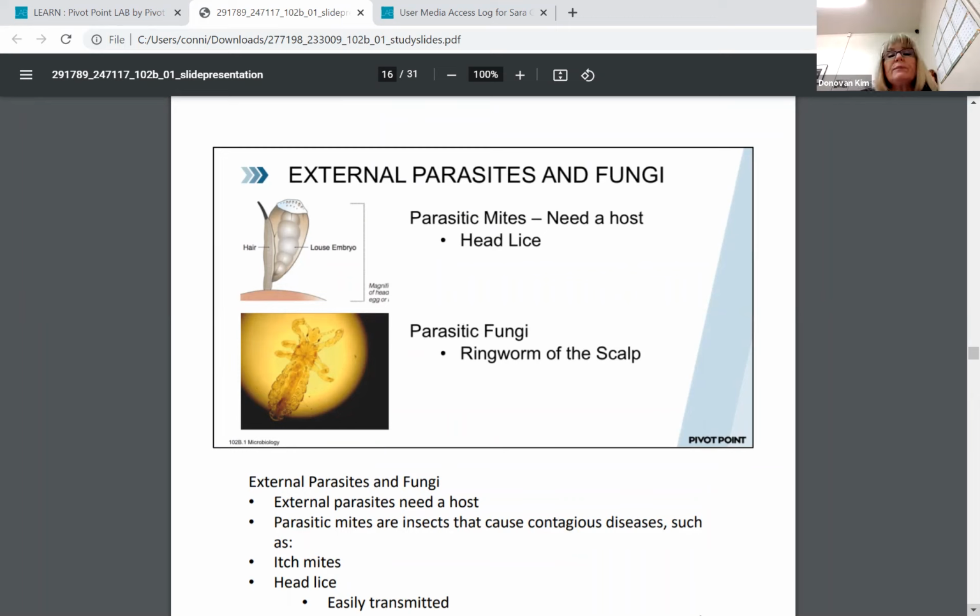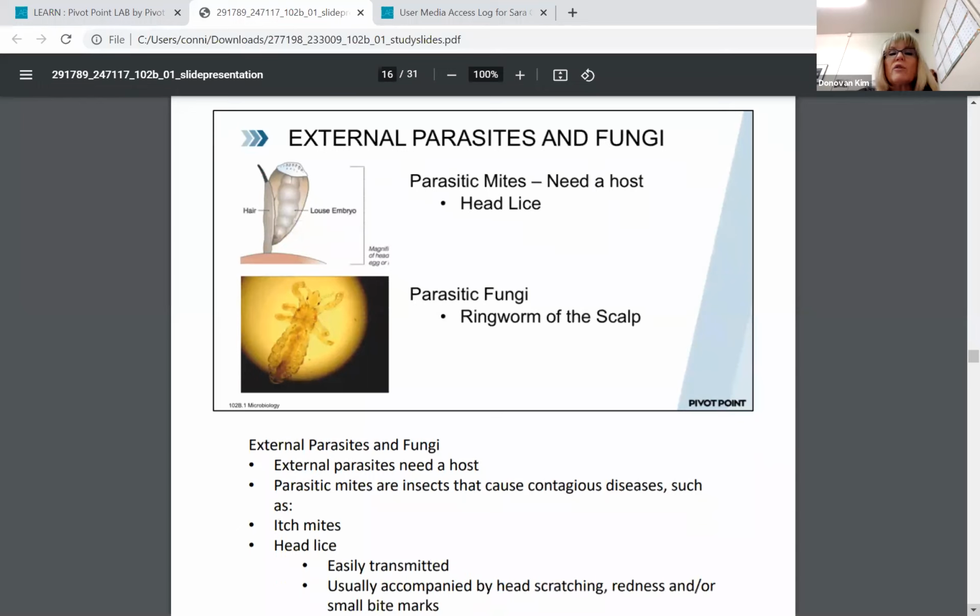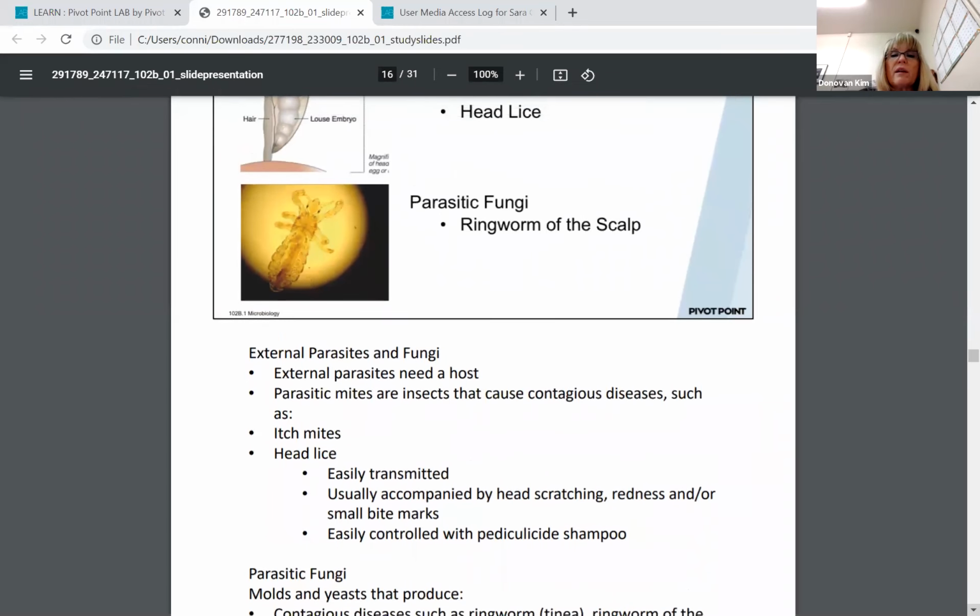Okay, so now we have external parasites and fungus. These are nasty little creatures. It doesn't matter what your gender is, what your race is. I mean, they don't care. They're just gonna go on wherever they can find a host. And guess what? You're the host. So they need a host to survive. Definitely needs a host to survive.